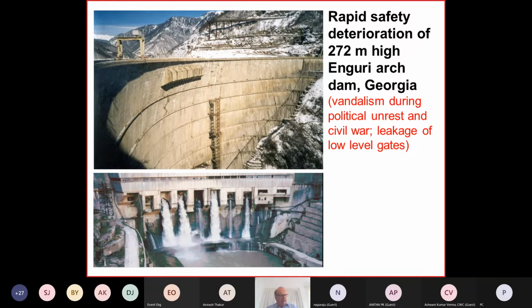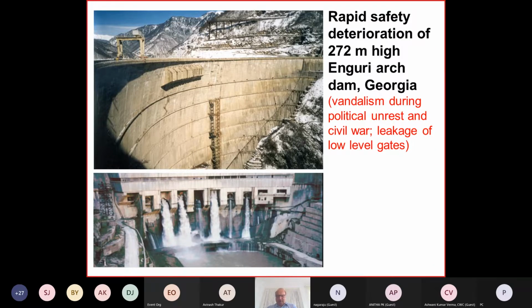I must say, when Georgia became independent, 1989, 1990, there was also civil war, different groups fighting against each other, people not being paid. So people on the dam side were looting the dam, the world's highest arch dam. They were removing all copper cables. They were removing drainage pumps in low-level galleries.